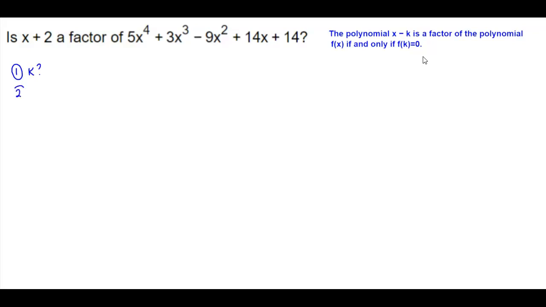Well, we know that we have x plus 2, and x plus 2 is the same thing as x minus a negative 2. And so therefore, we know that k is equal to negative 2. Now we're going to go ahead and use synthetic division. So we have negative 2 as our value of k.